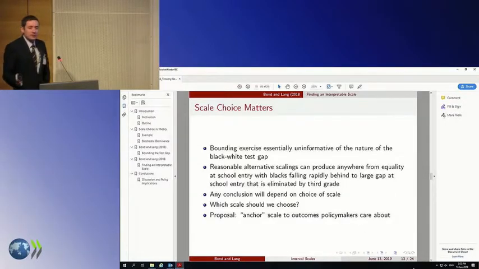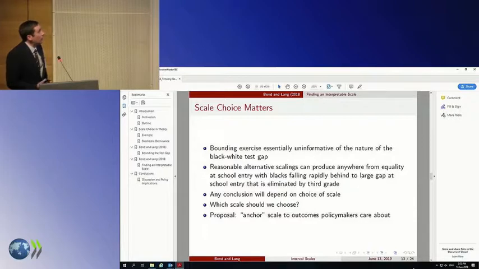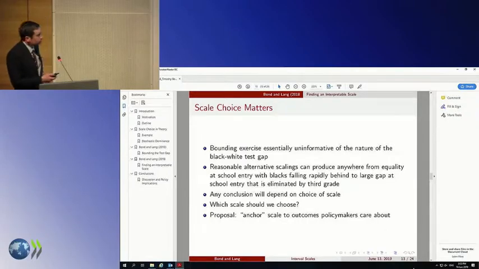So the bounding exercise is more or less uninformative. We could say pretty much whatever we want. We could justify it with some scale that's just a monotonic transformation of the published scale. We can find basically anything that we want. Now, what that means is that any conclusion that we have is going to depend on our choice of scale. So what scale should we choose? Our proposal is to anchor the scale to an outcome that policymakers care about.